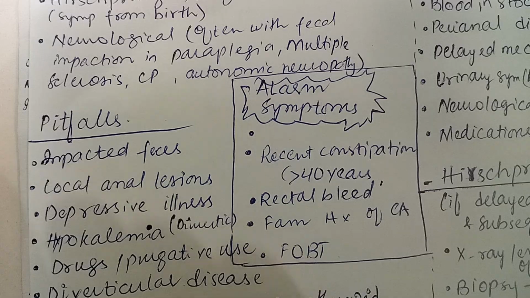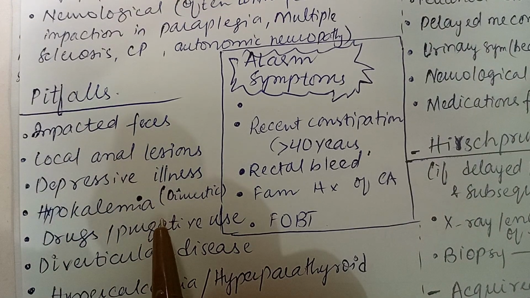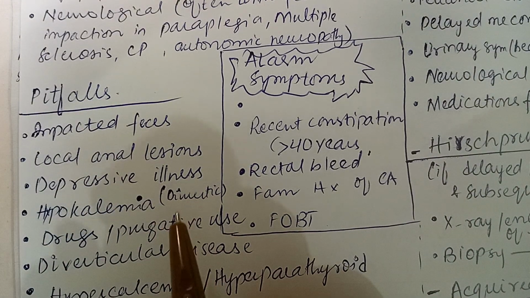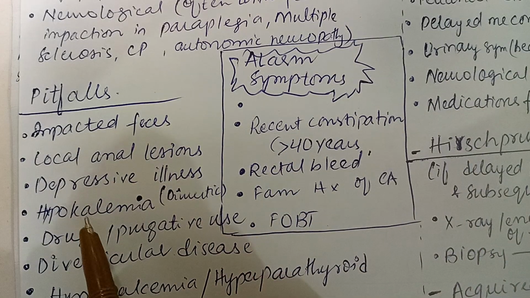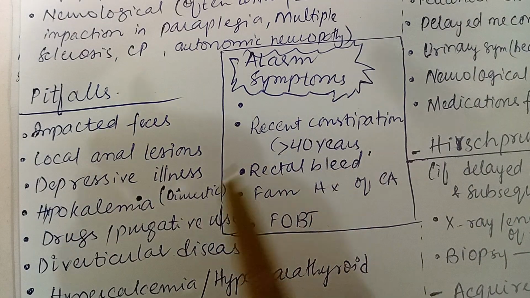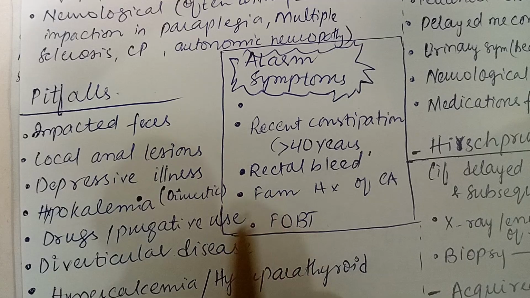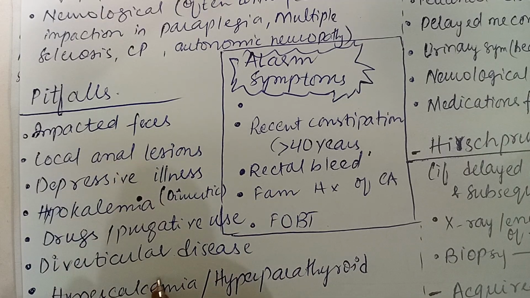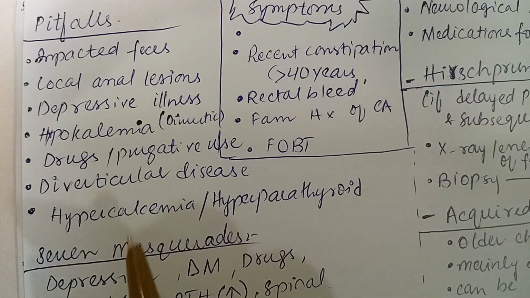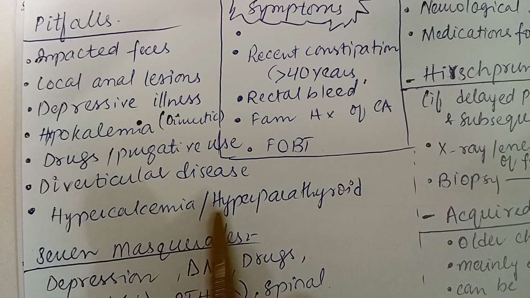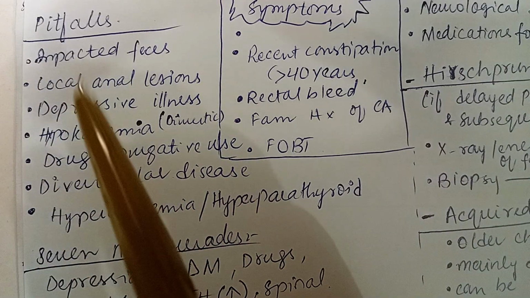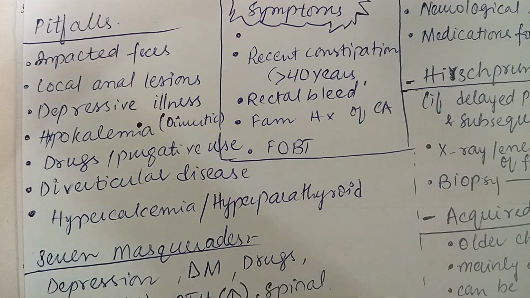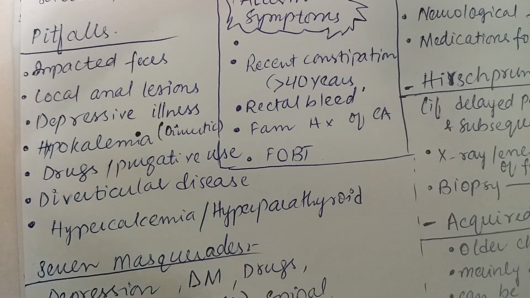Any depressive illness can cause constipation. Then we have the electrolyte disturbance, for example, hypokalemia. If a patient is on diuretic and insulin, he can experience hypokalemia. Then we have the drugs and purgative use, diverticular disease in elderly patients, hypercalcemia, and hyperparathyroidism. These are all the pitfalls and the disorders that often get ignored and often misdiagnosed.